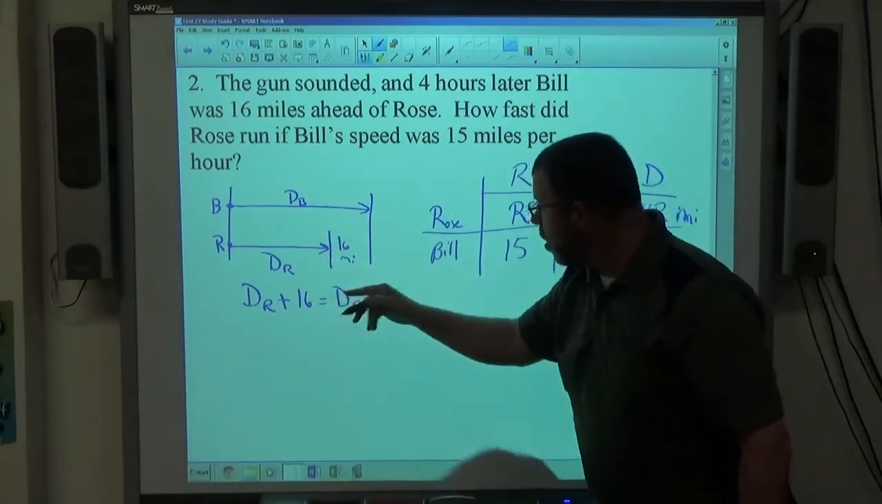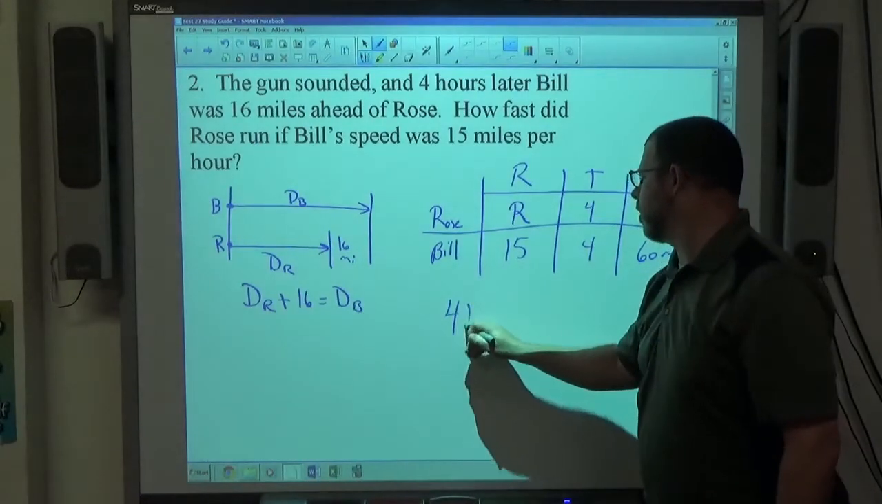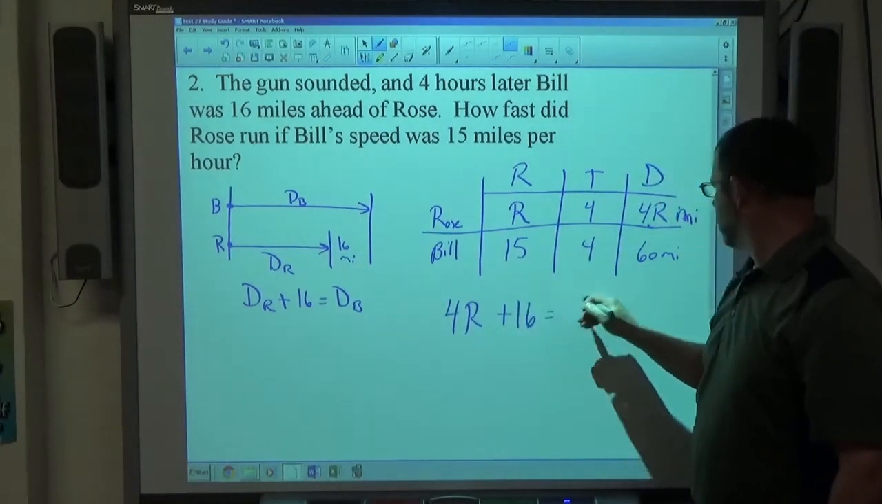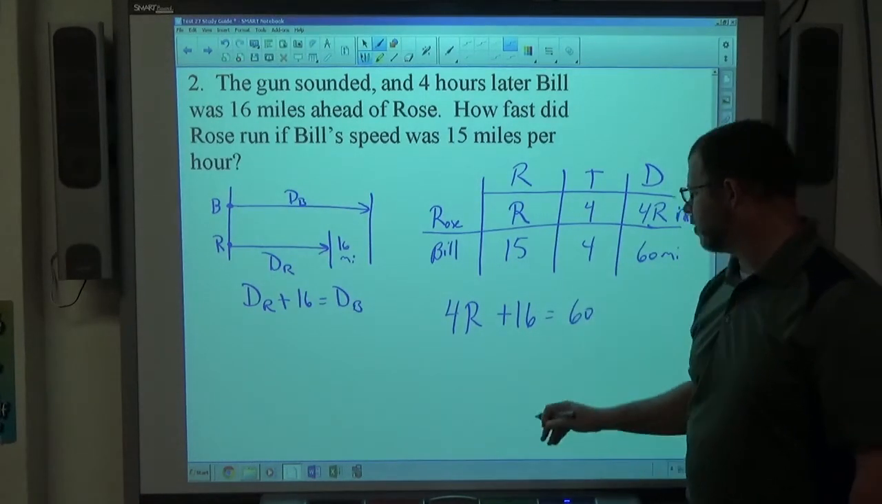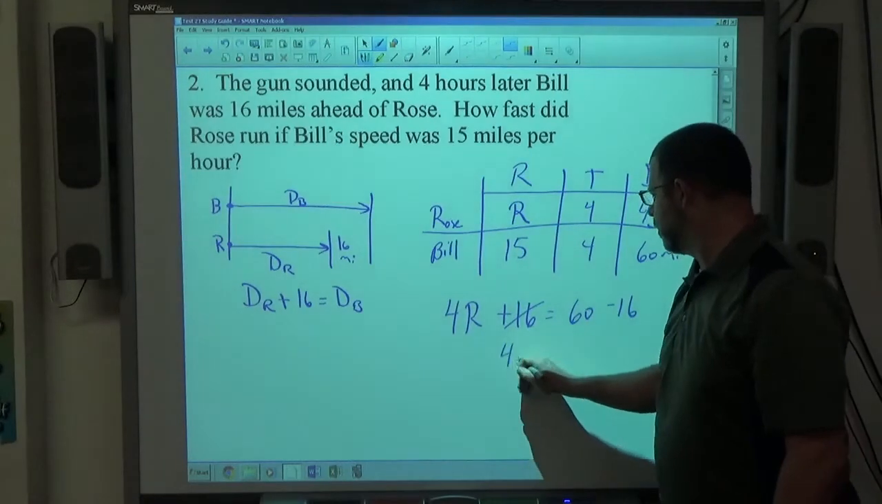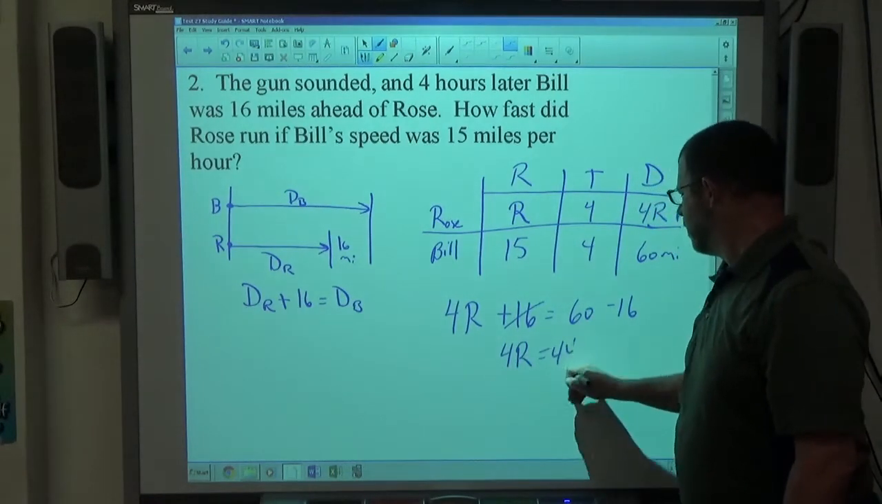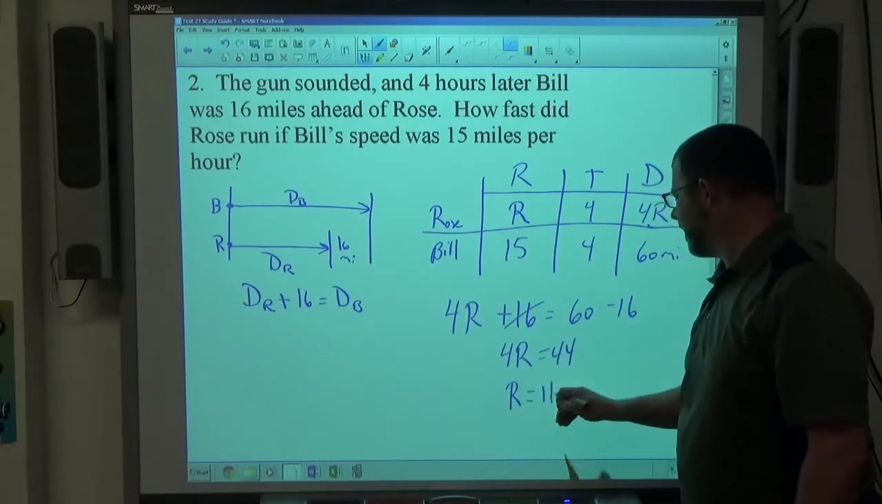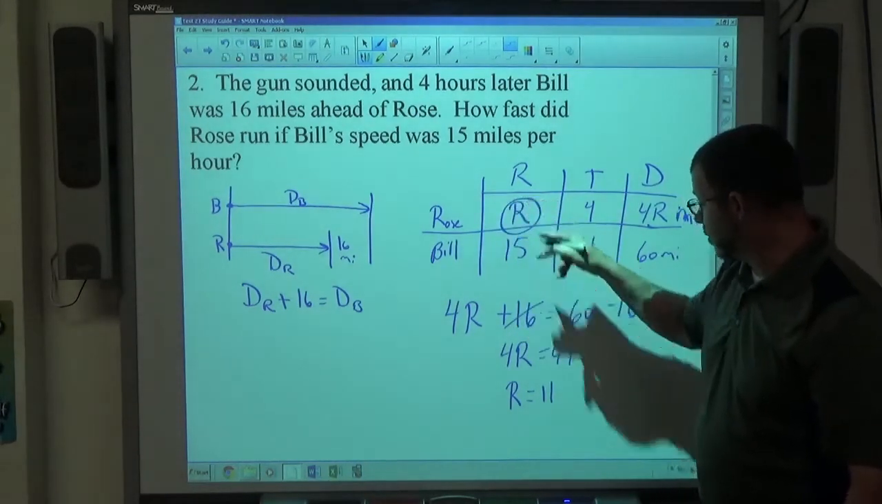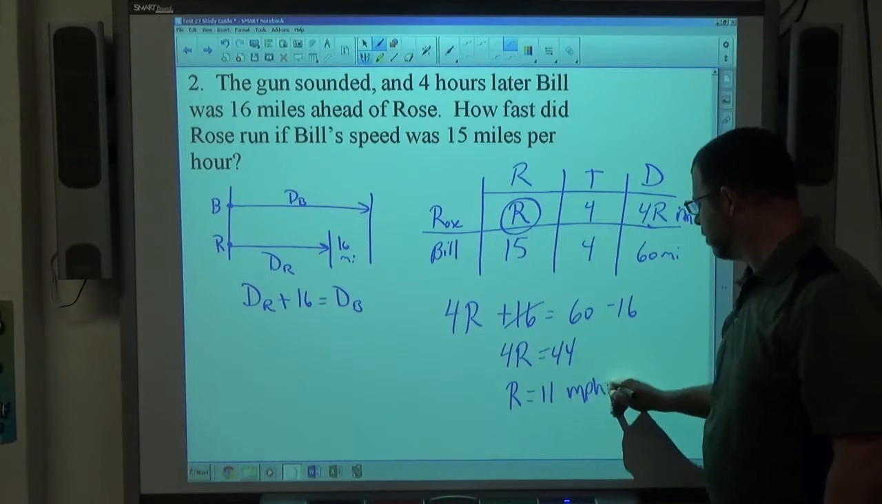So Rose's distance we don't know yet. 4r though is the expression representing it. Plus 16 should equal Bill's distance, which is 60 miles. So therefore, move the 16 over, we get 4r is equal to 44. We divide by 4, we get r is equal to 11. How fast did Rose run? R is her speed, 11 miles per hour, unit of speed.